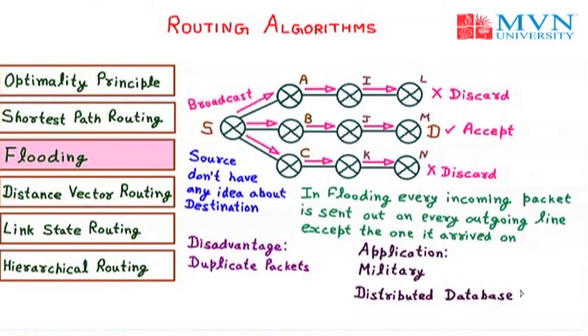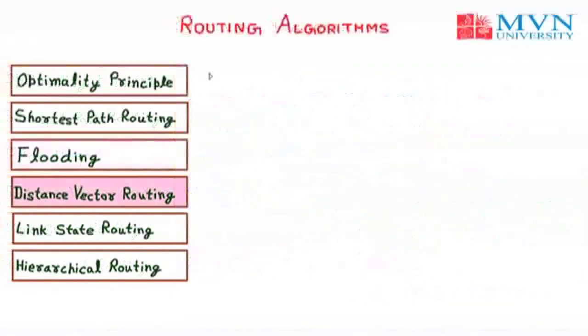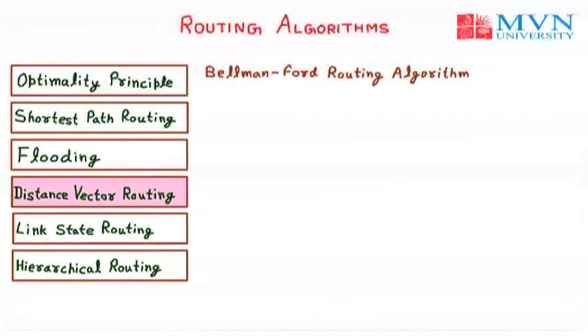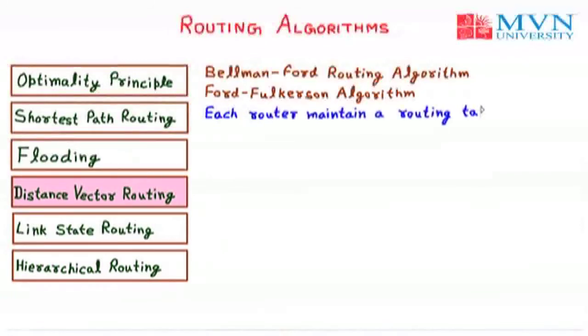Now we will discuss distance vector routing. Next is distance vector routing, which is also called the Bellman-Ford routing algorithm. There is one more name for distance vector routing, the Ford-Fulkerson algorithm. In distance vector routing, each router maintains a routing table giving the best known distance to each destination and which line to use to get there.